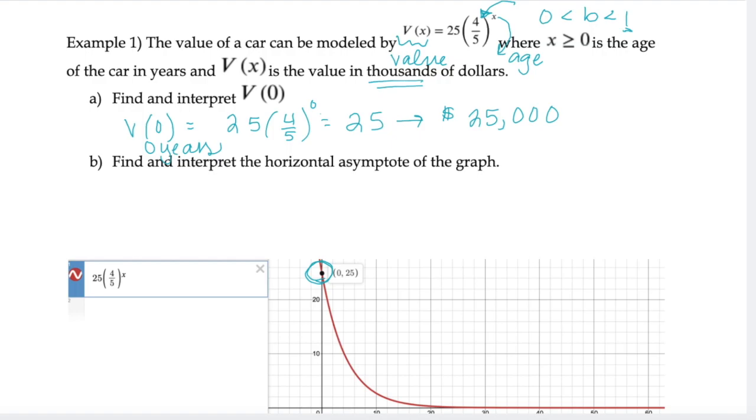Find and interpret the horizontal asymptote. So as x is approaching infinity, so as the years are approaching infinity, the value of our vehicle is approaching 0 from the top side.